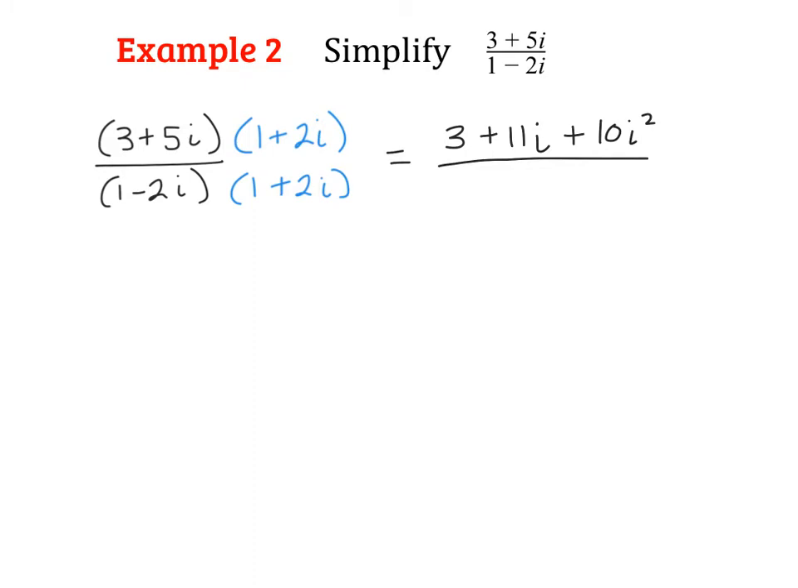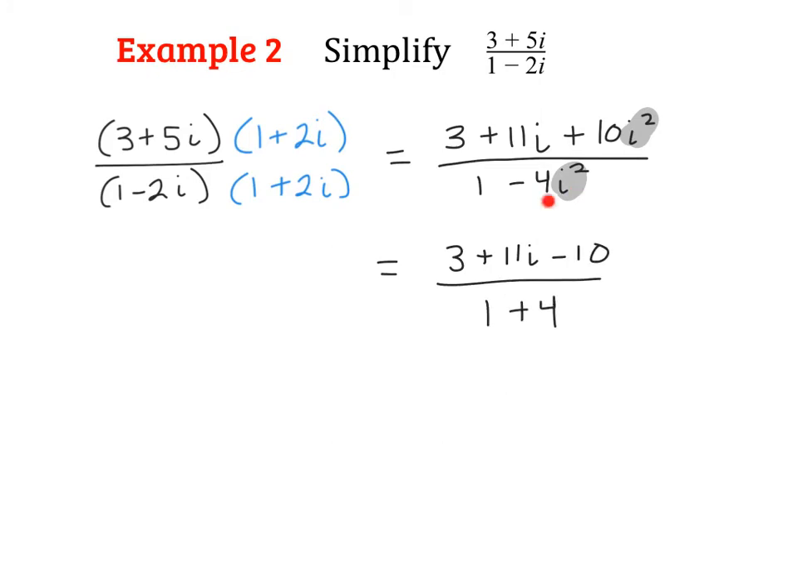And then if I multiply out the denominator, I have 1. And then here you can see I have plus 2i minus 2i, so those will cancel out. And then what we have left is minus 4i squared. So now we're going to go through and simplify i squared, which remember becomes negative 1. So we have 3 plus 11i minus 10 over 1 plus 4.